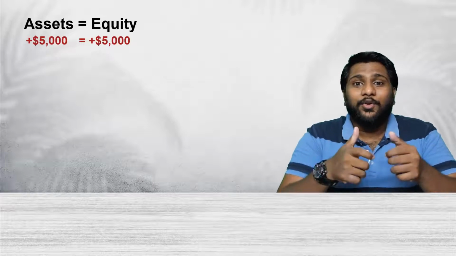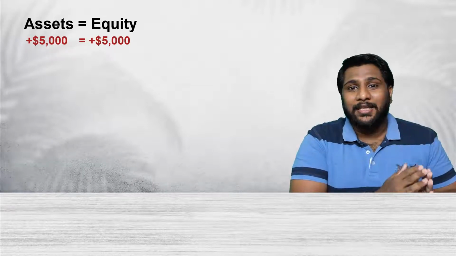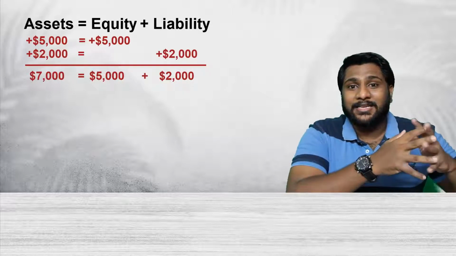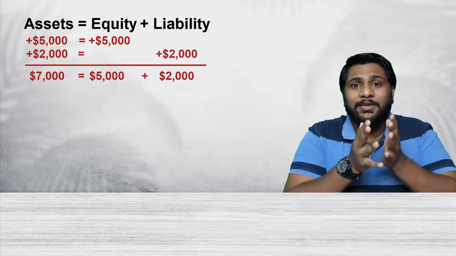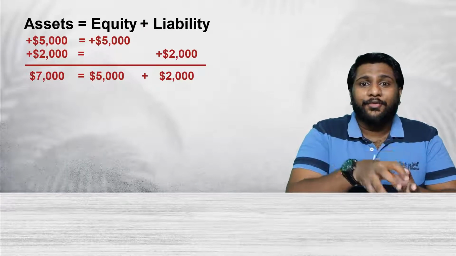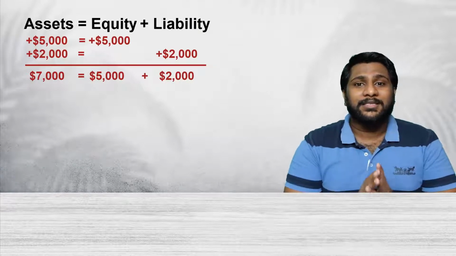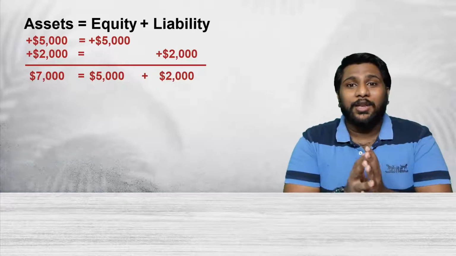So our accounting equation is getting expanded. Previously, it was assets equals equity. Now it's not just assets equals equity. Assets equal equity plus liability. Why is that? The business has an asset of 7,000 US dollars. How did the business get this 7,000 US dollars of assets? The owner invested 5,000 US dollar worth of assets and through a bank loan, the business purchased another $2,000 worth of assets. So assets equals equity plus liabilities.